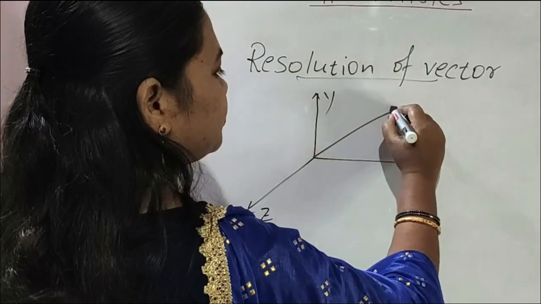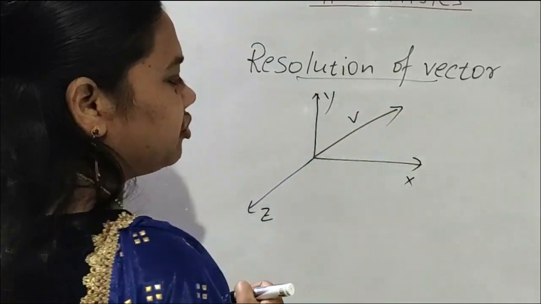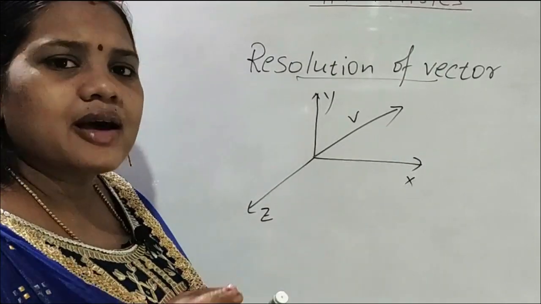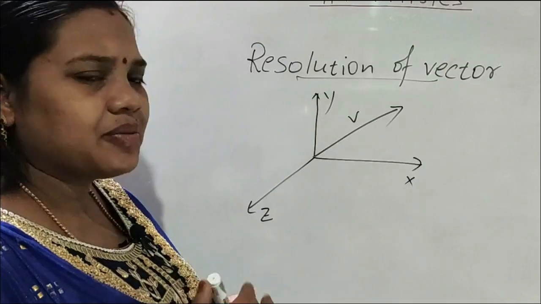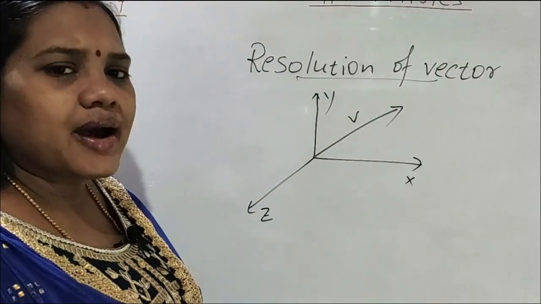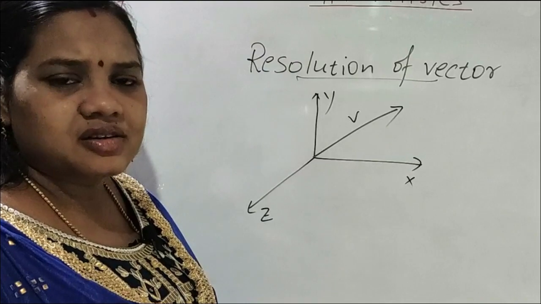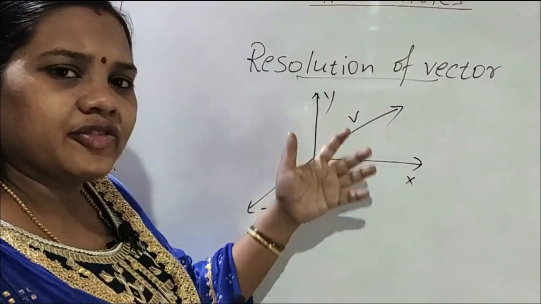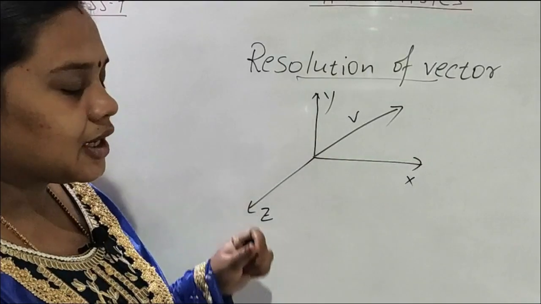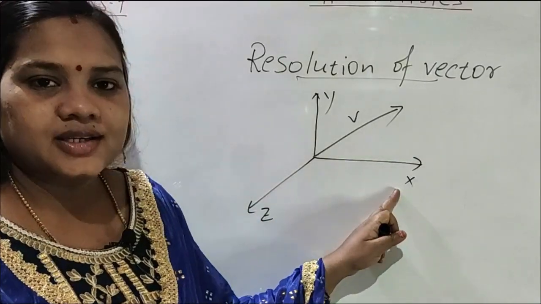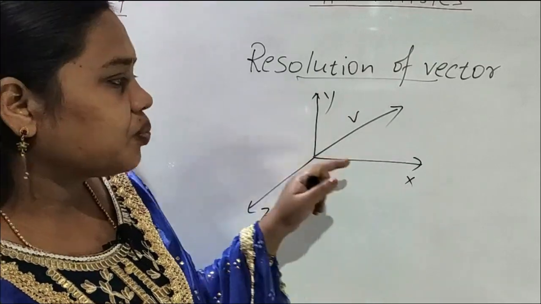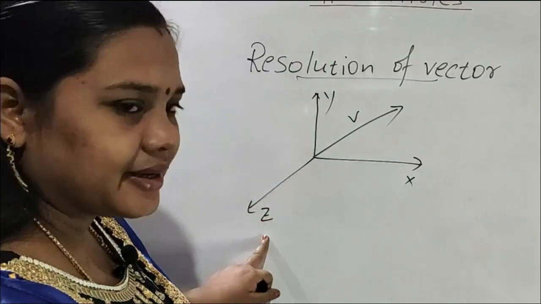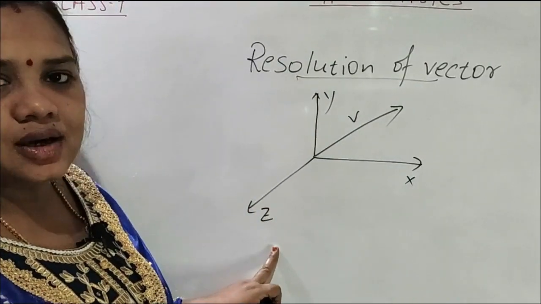Suppose there is a vector v. A vector has magnitude and direction. Whenever a particle moves, its vector quantity like acceleration or velocity also will change in different directions. The component in x direction is known as x component, the component in y direction is known as y component, and the component in z direction is known as z component.